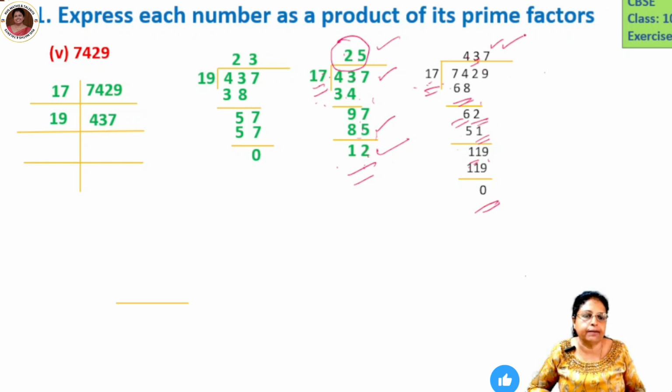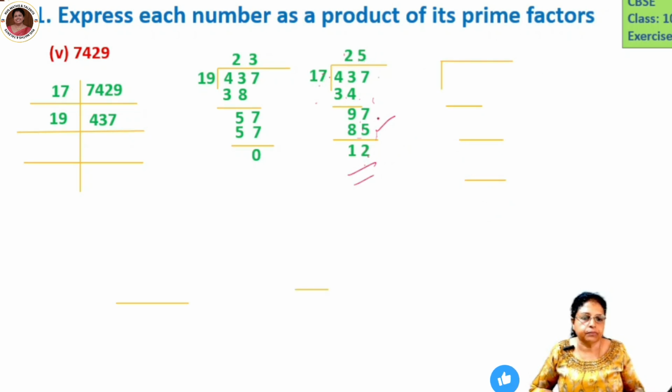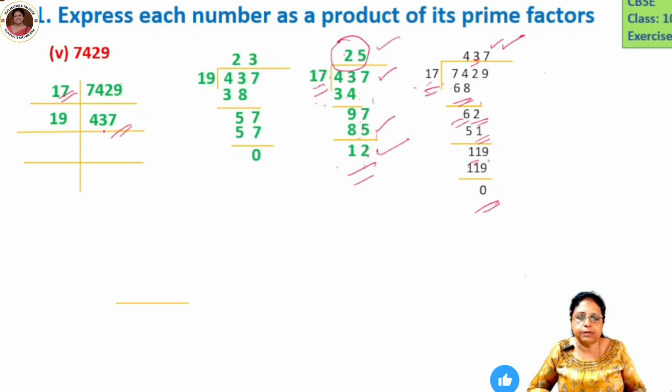And 437 is the quotient. So 7429 divided by 17, we are getting 437. See, 437 is divided by 17. You are getting 25 as the quotient and 12 as the remainder. That means 17 is also not a factor. Then next we try 19.